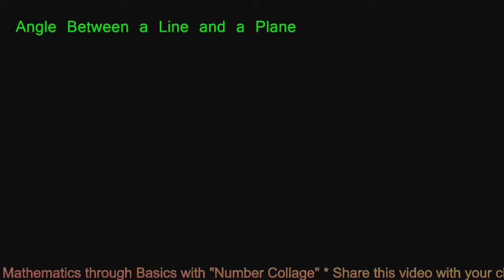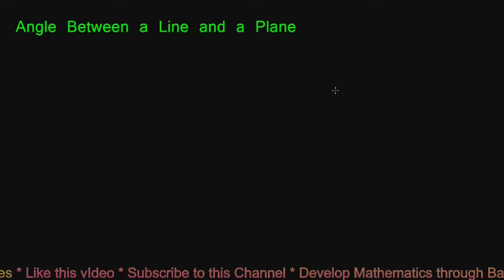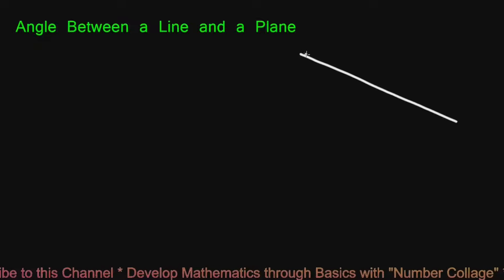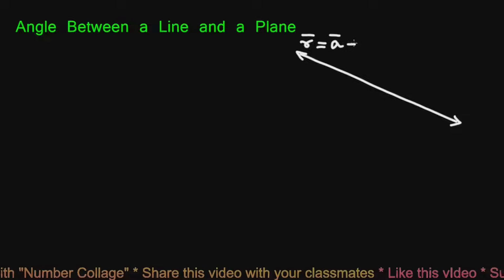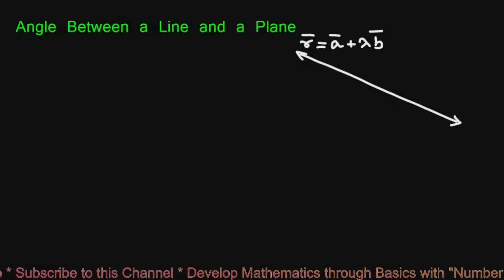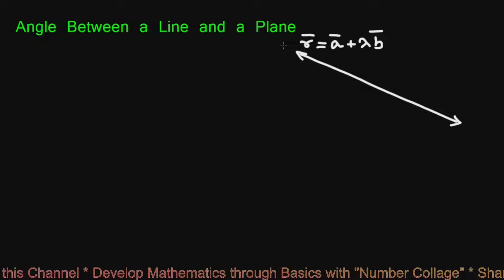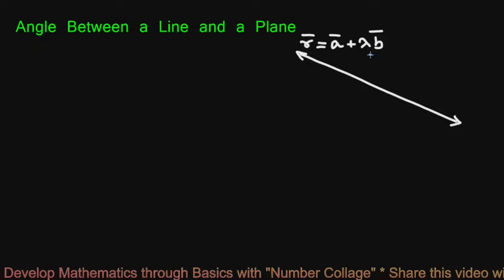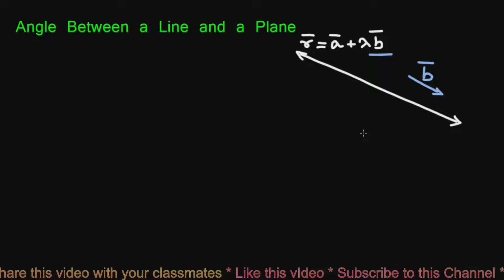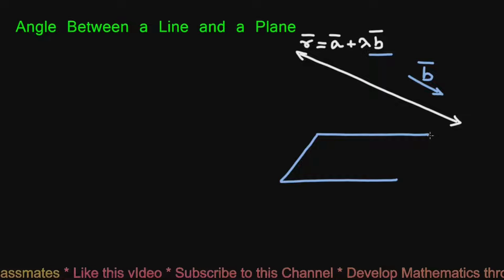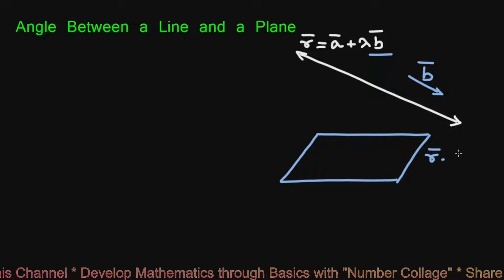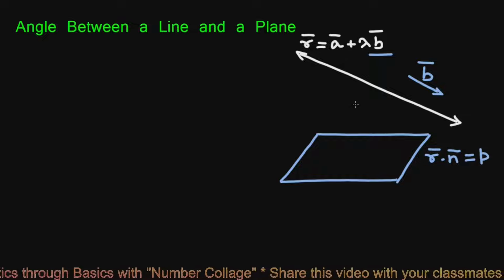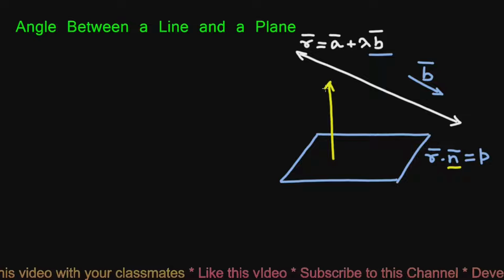Now let's understand how to find the angle between a line and a plane. We have to find the angle between a line whose equation is r bar equals a bar plus lambda b bar. We have seen in my video that this line is parallel to this vector b bar. Now we have to find the angle between this line and this plane whose equation is r bar dot n bar equals p, where n bar is a normal vector to this plane.